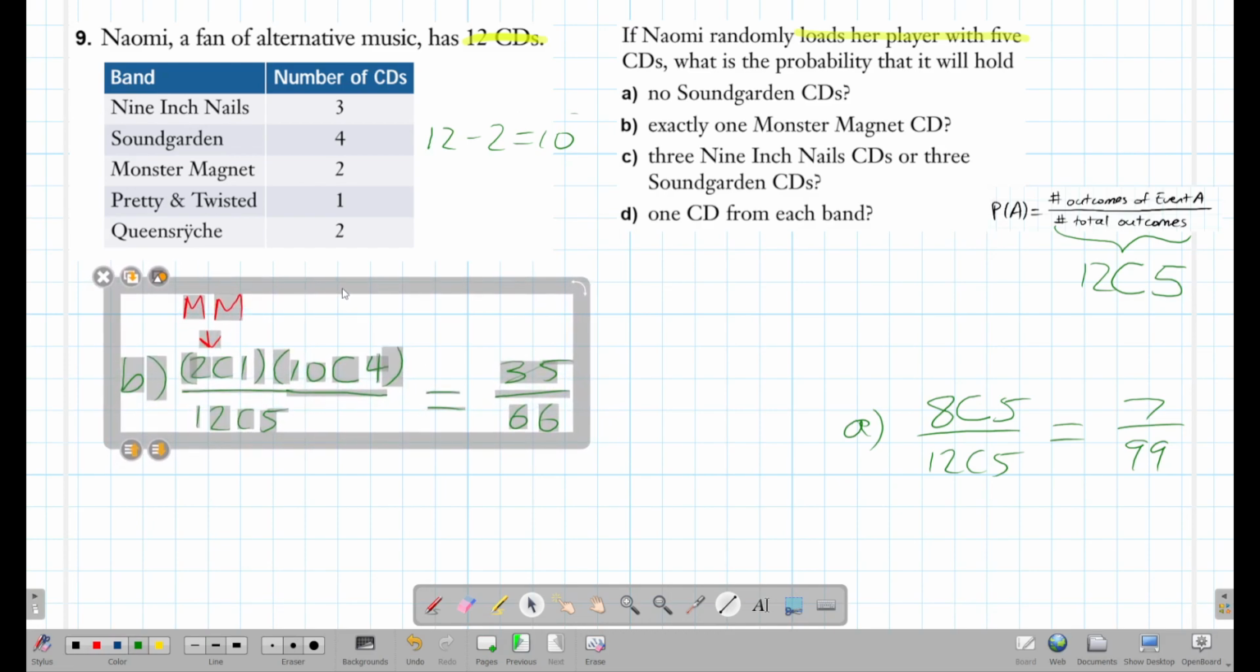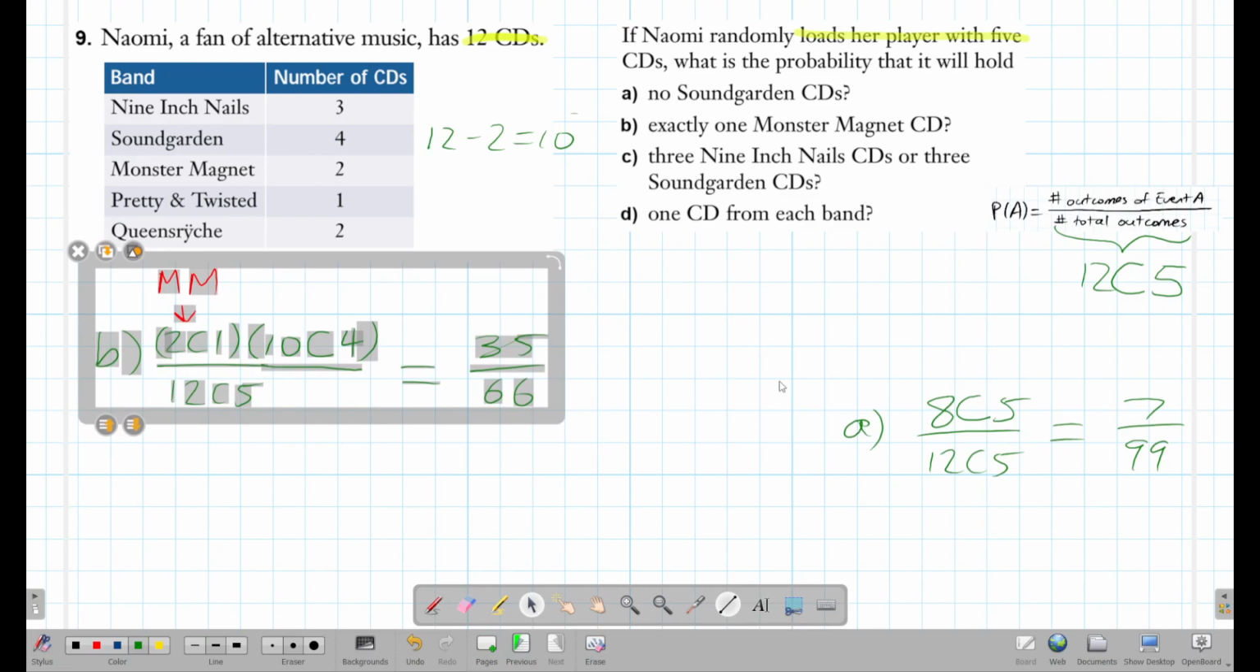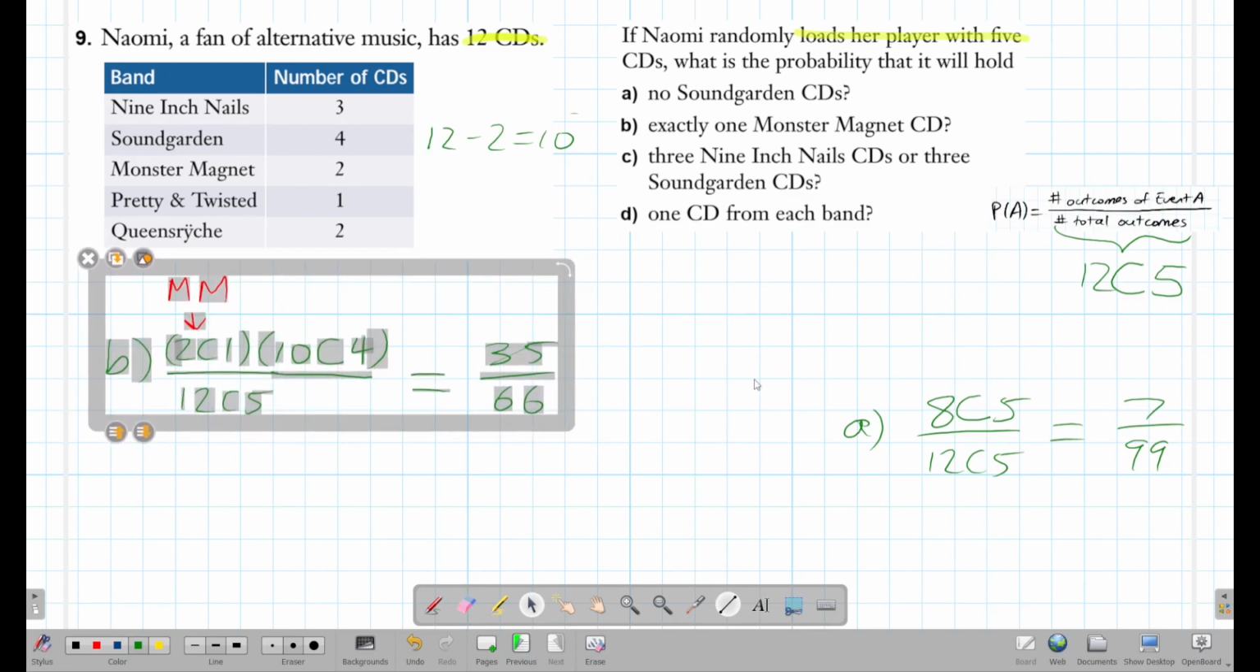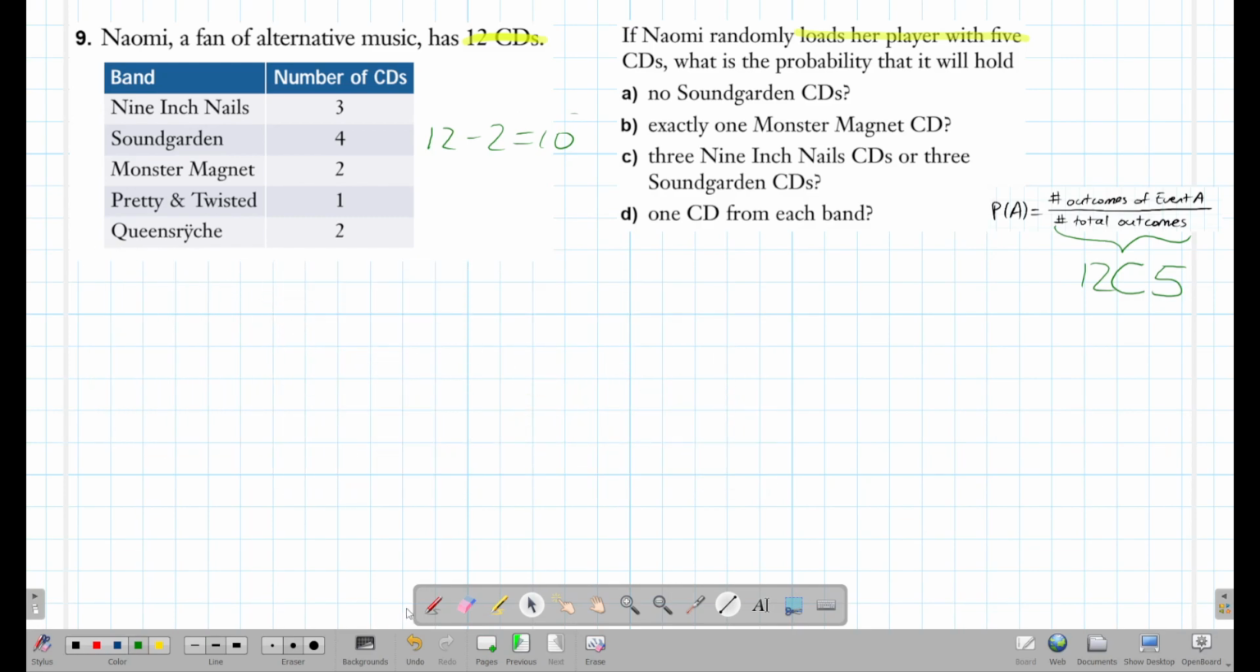The next question, C. Okay, so for the next question, C, I'm going to get rid of this, and this too. We're just going to do C. C says it will hold 3 Nine Inch Nails CDs or 3 Soundgarden CDs. For this question, we're still going to have this denominator, but you need to recognize that these two are mutually exclusive events. Holding 3 Nine Inch Nails CDs or 3 Soundgarden CDs.